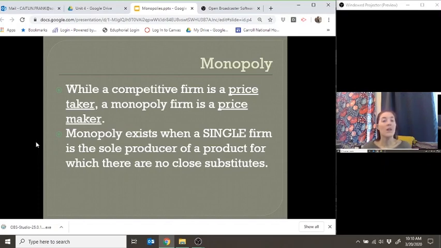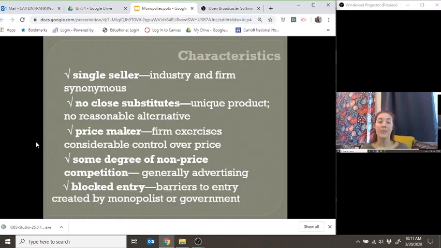Last unit, we talked all about how the producers in a perfectly competitive firm were price takers, but now they have a choice because they are the only ones in the industry. And there's no close substitutes, so the consumers, if they want to purchase this product, pretty much have to purchase it from this one firm. So it gives them that power that they did not have in perfect competition. A price maker, and they also still are going to be advertising to the consumer because they still need the consumer to buy their product.